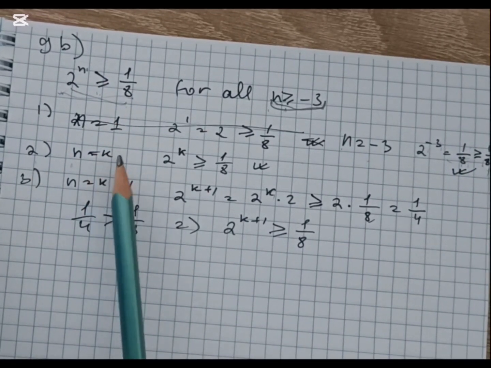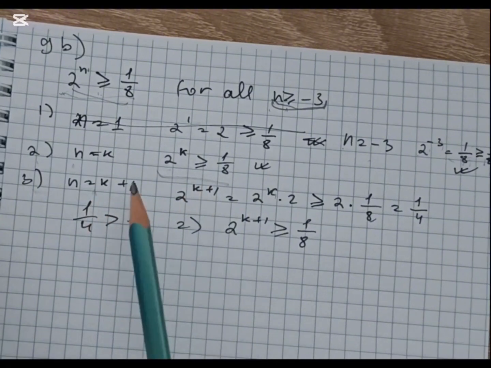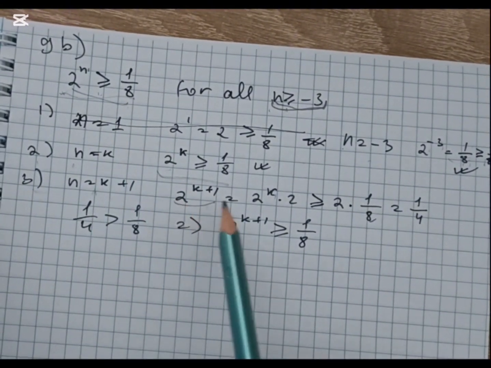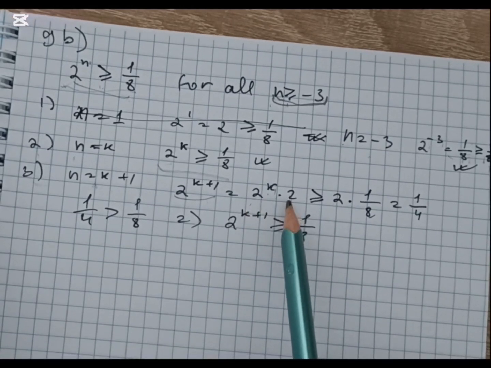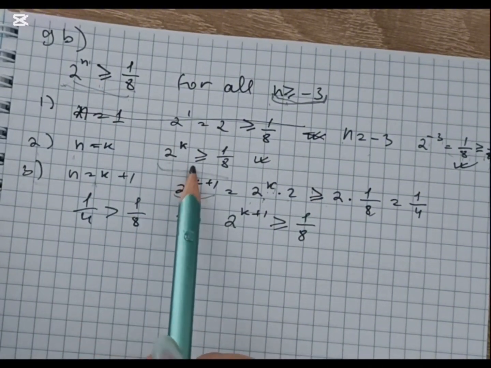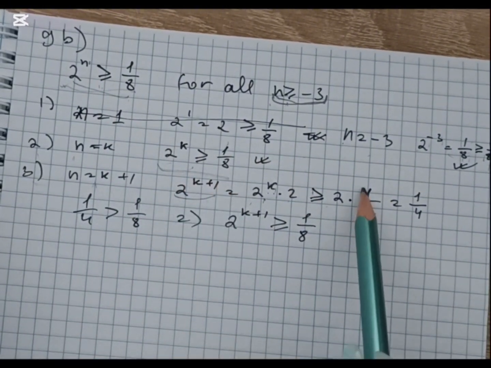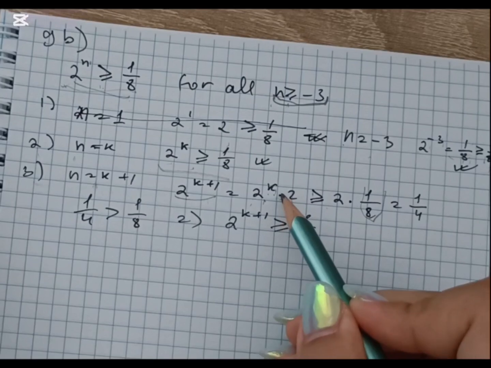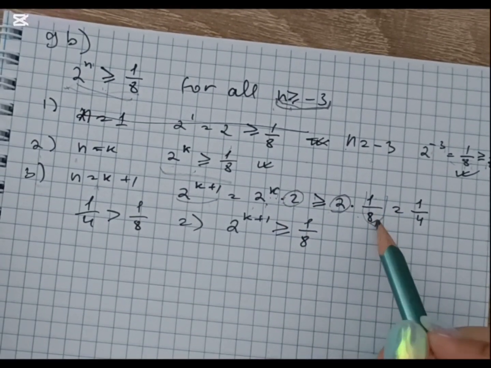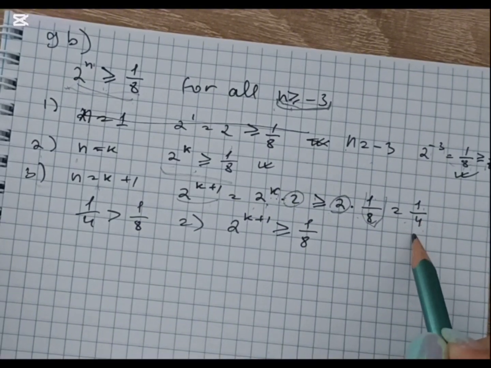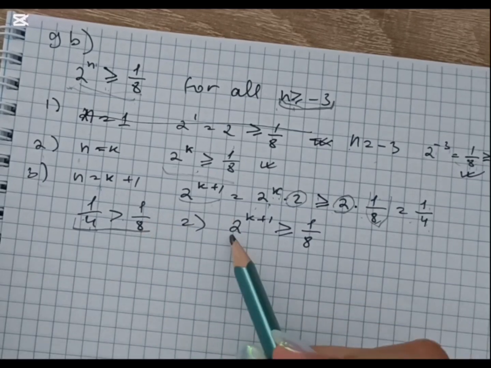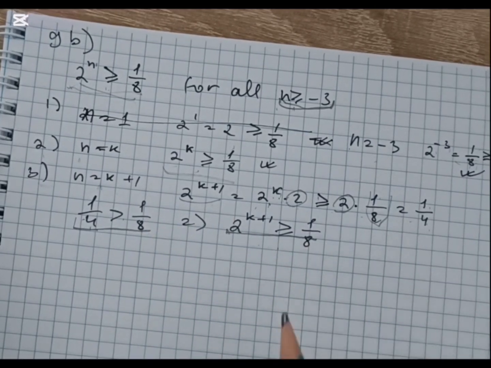For the n equal to k, it is also true. And in the next step, for k plus 1, if you put k plus 1 here, so this can be written as 2 to the power of k multiplied by 2. And we know that 2 to the power of k is more than or equal to 1 over 8. So we write this here, and since it is multiplied by 2, we also write this 2 here. And we know that 2 multiplied by 1 over 8 gives us 1 over 4. And we also know that 1 over 4 is more than 1 over 8. So the inequality holds true here.